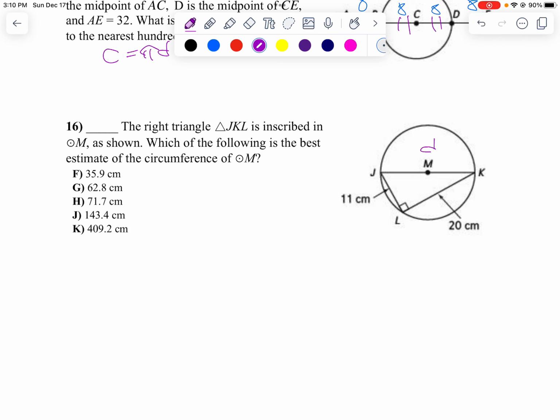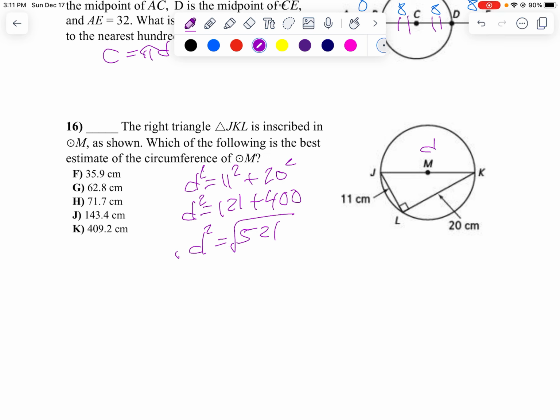I've got a right triangle, so D squared equals 11 squared plus 20 squared. So D squared is 121 plus 400. So D squared is 521. So then, to find my circumference, I'm going to take pi times the square root of 521.